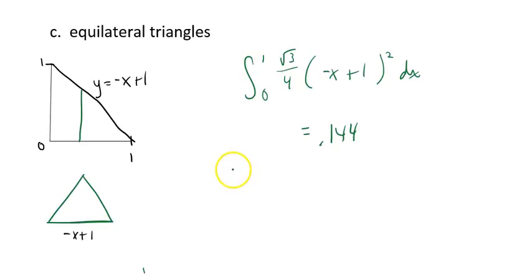Okay, so for the equilateral triangles, you're looking at, again, that slice having the bottom of the equilateral triangle, and that's the same as the function. So we just stick that in for the side, and it's square root of 3 over 4 times the side squared, integral from 0 to 1. When you type that in, it should be 0.144.